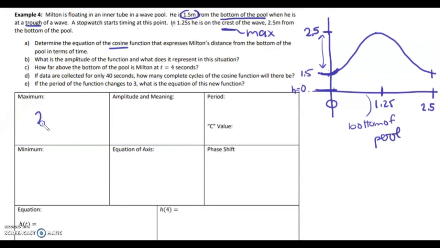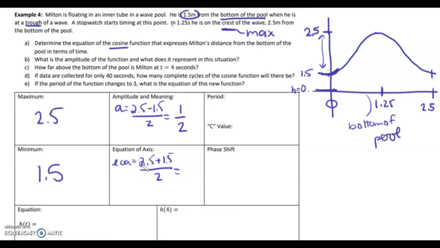The maximum is 2.5, the minimum is 1.5. The amplitude is going to be max minus min divided by 2. Okay, so I get 1/2. And the equation of axis is going to be max plus min divided by 2, which is going to be 2. So the equation of axis is going to occur at 2. And then from 2 up, it's 1/2, and 2 down is 1/2.